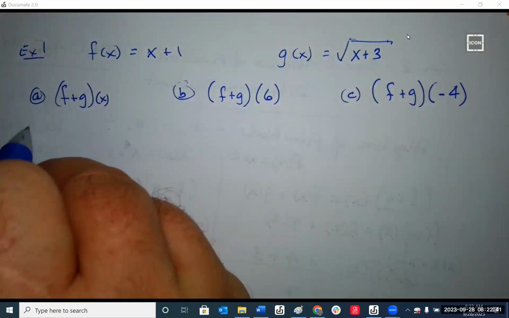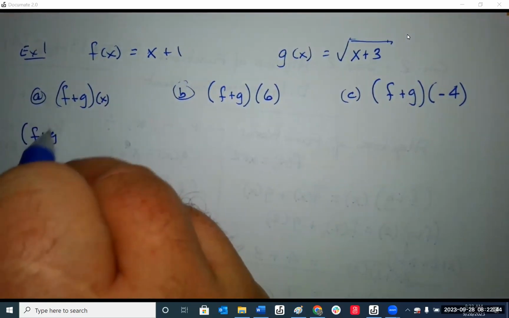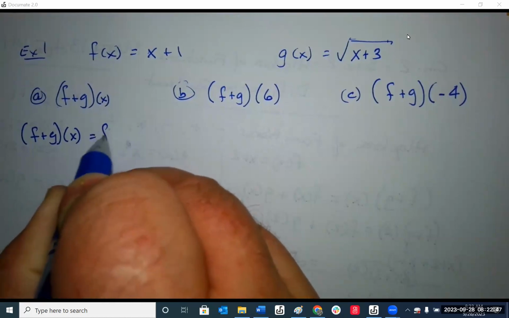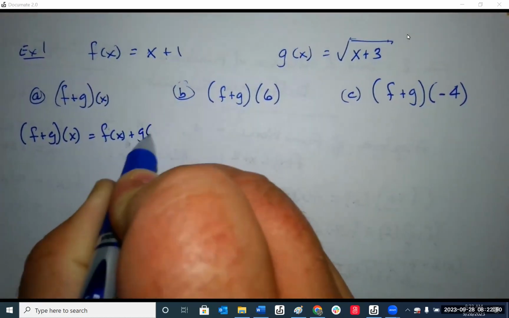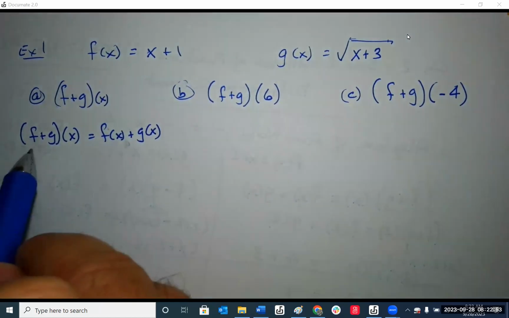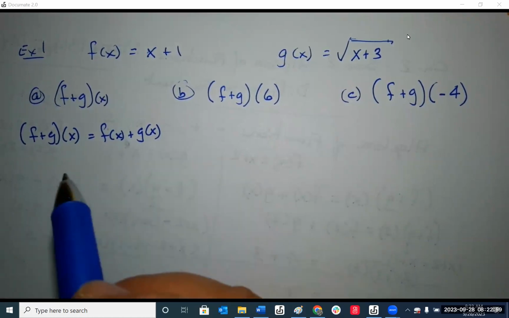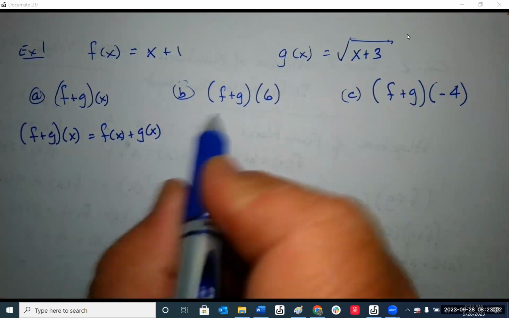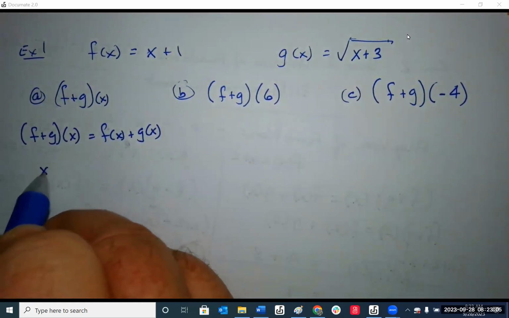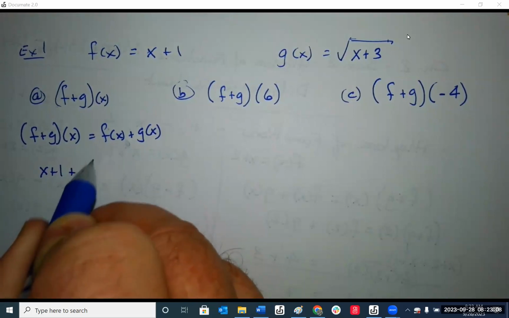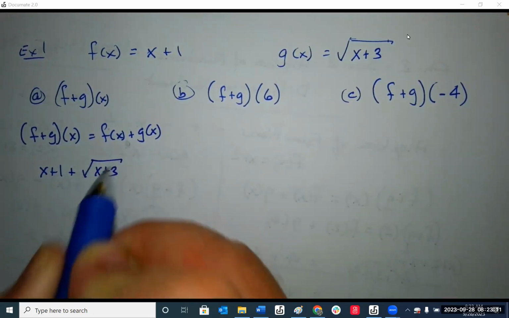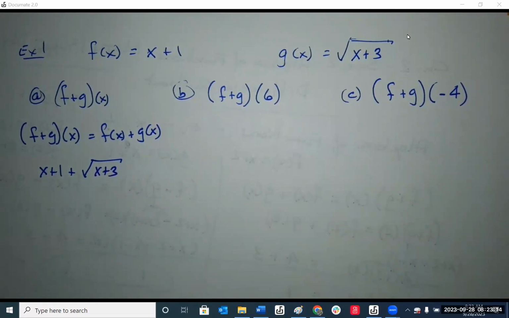Remember, what this tells us is we can choose either method to find the answers. We either try to put them both together and then find the answer, or we can do them separately and then put the answers together. So what this one really says then is x plus 1 plus square root of x plus 3. You can't go any further. That's as far as you can go, because you can't distribute inside a radical.